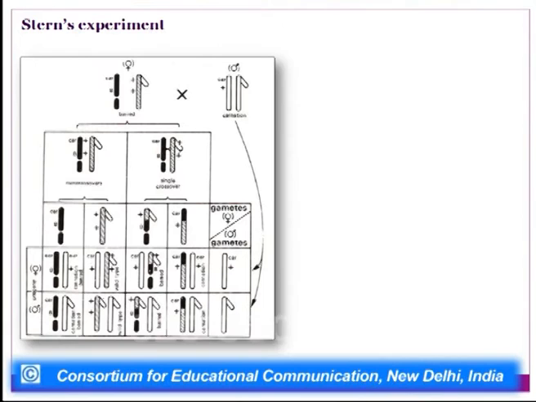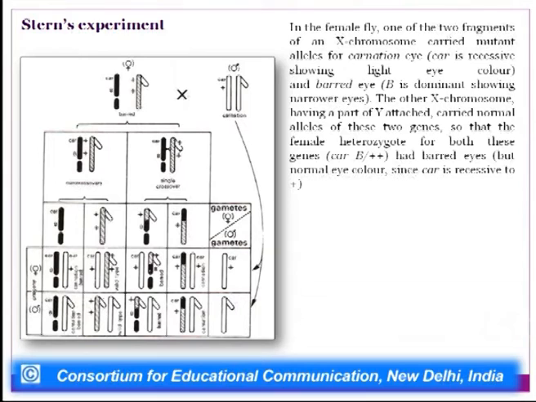So looking at Stern's experiment, he worked in Drosophila. In the female fly, one of the two fragments of an X chromosome carried mutant alleles for carnation eye. Car is recessive, showing light eye color, and barred eye, which is dominant, showing narrower eyes. So he chose these two traits on the X chromosome. The other X chromosome had a part of Y attached.